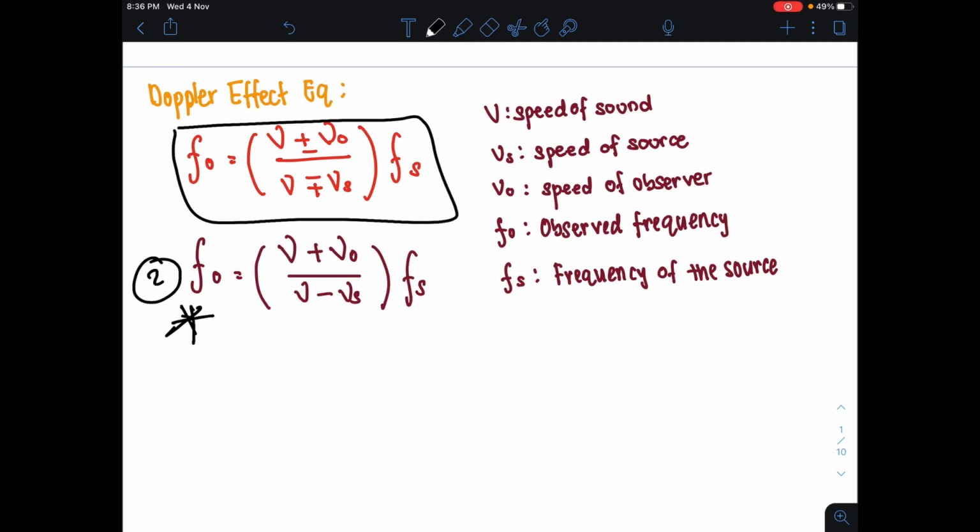And then Fs pula adalah frequency of the source, iaitu frekuensi asal yang dikeluarkan oleh source itu. Okay, so dalam Miss punya equation pula, Miss have simplified dia menjadi V plus V0 untuk numerator, dan denominator dia jadi V minus Vs. Maksudnya Miss tak gunalah plus minus dekat sini. Okay, the reason dia adalah disebabkan nak memudahkan cara kita menjawab dan supaya kamu tak confuse lah. Saya takut kamu terconfuse. Yang mana satu plus minus, yang mana satu minus plus.